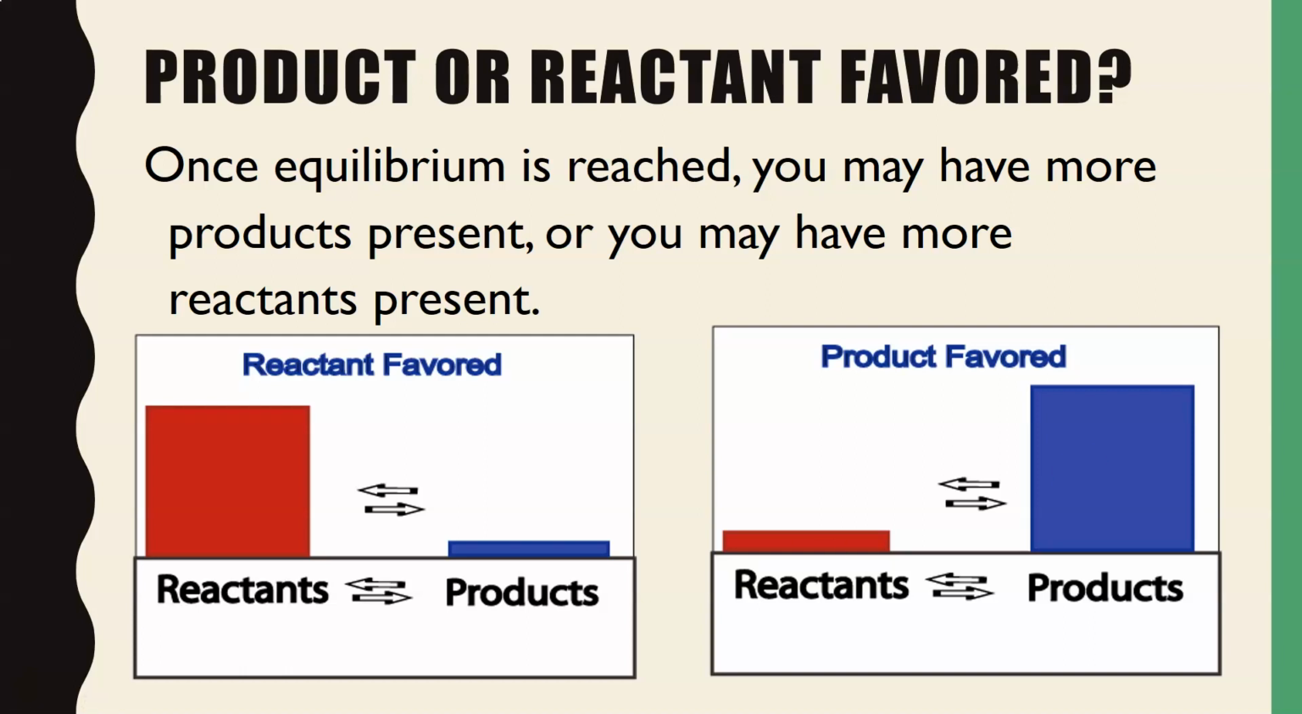Remember that your reactants and products are all contained in the same beaker. They're all present at the same time. They're all in the same container. So we can figure out the concentrations of each. So when we want to know whether or not something is product or reactant favored, we look at a special number that we can calculate.